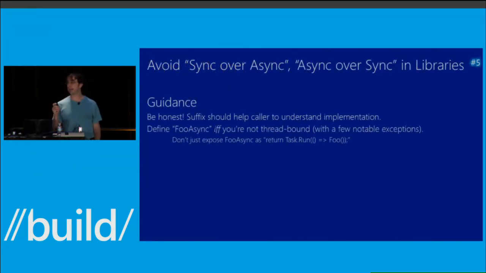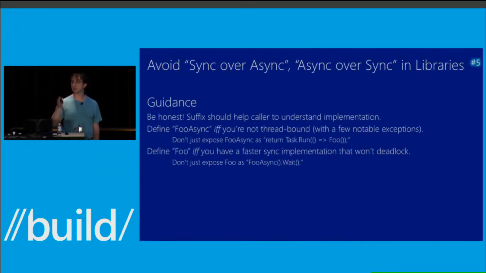So the general guidance here is, be honest. When you're building a library like we did with the .NET framework, you should only define your foo async method if you're not thread bound, if you have a way of actually using fewer resources, using async IO and the like. Conversely, you should define your foo method if and only if you have a synchronous method that won't deadlock, a faster synchronous method that won't deadlock.